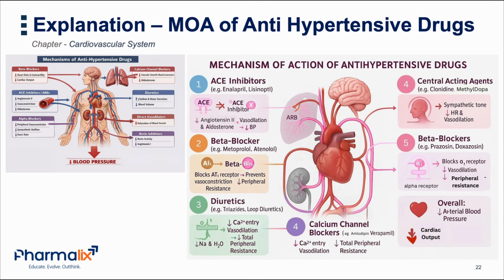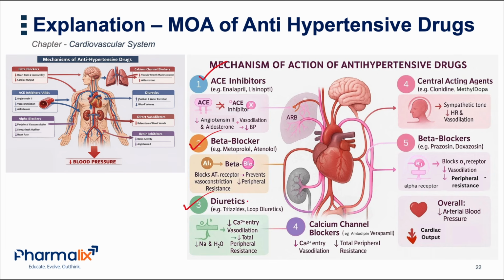Okay, so these are the few drugs which work here. If we talk about the ACE inhibitors, enalapril, lisinopril, what they do is they basically decrease the angiotensin 2 and cause vasodilation and decrease the blood pressure. If we talk about the beta blockers, metoprolol, atenolol, what they do is they block the AT1 receptors, prevent the vasoconstriction and decrease the peripheral resistance.